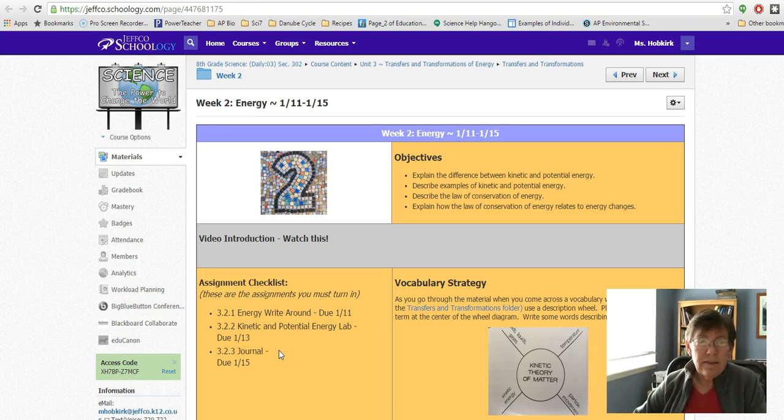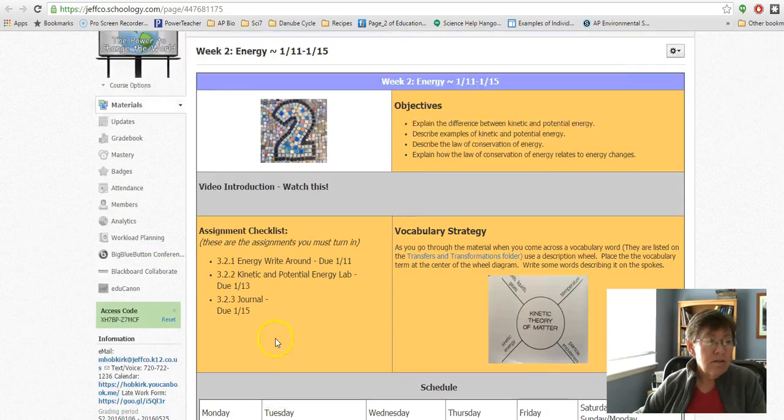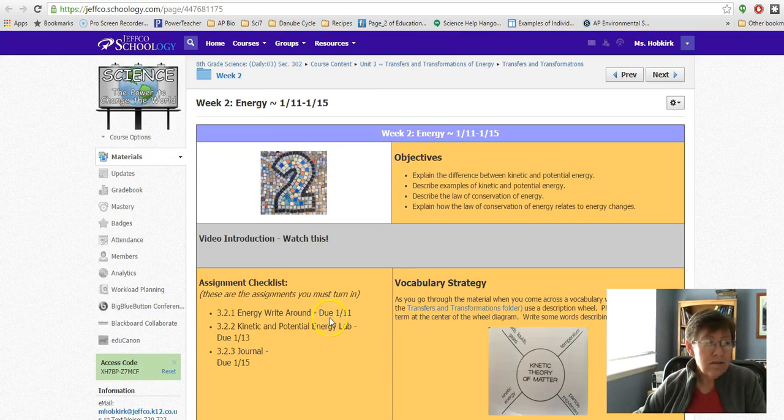Hi everyone, this is week 2 and we're in unit 3, transfers and transformations of energy. So the first thing I want to give you is a little bit of an orientation to my class. You always need to start on this page. You need to check the assignment checklist to see when things are due and how many assignments you have that week. So this week there are 3 assignments due on Monday the 11th, Wednesday the 13th, and Friday the 15th.